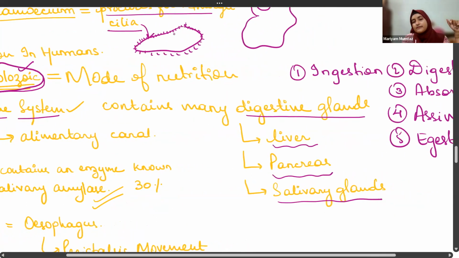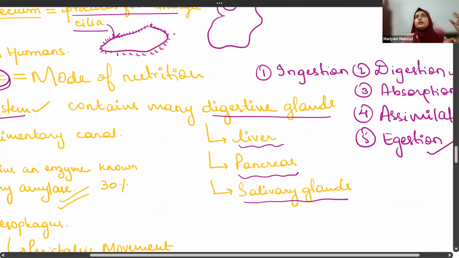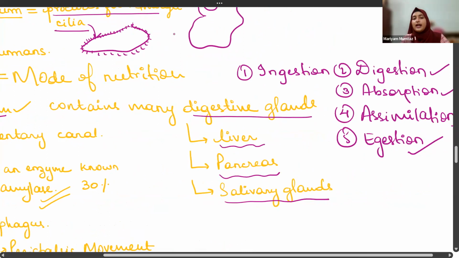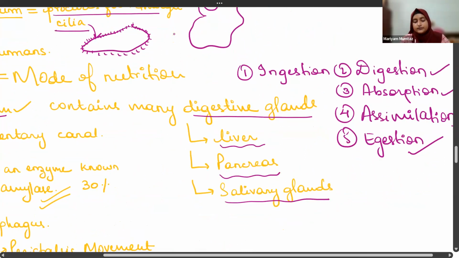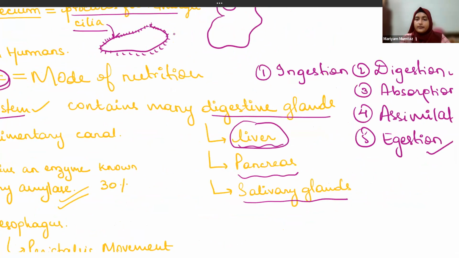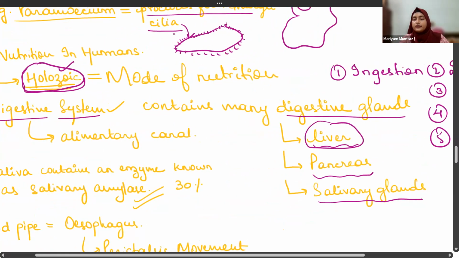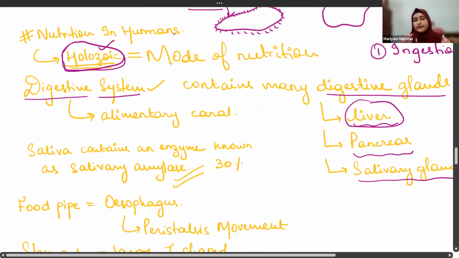Small intestine is an organ. It is not a gland. I'm talking about the largest gland. The largest gland in our body is the liver. It is very huge as compared to other glands. So the largest gland is liver, meaning the largest digestive gland is liver.